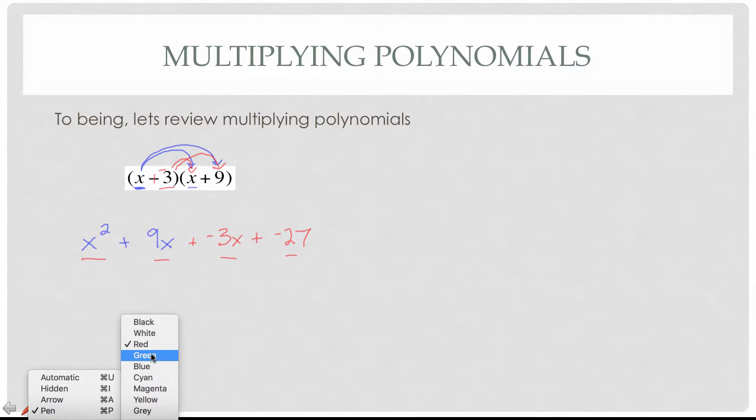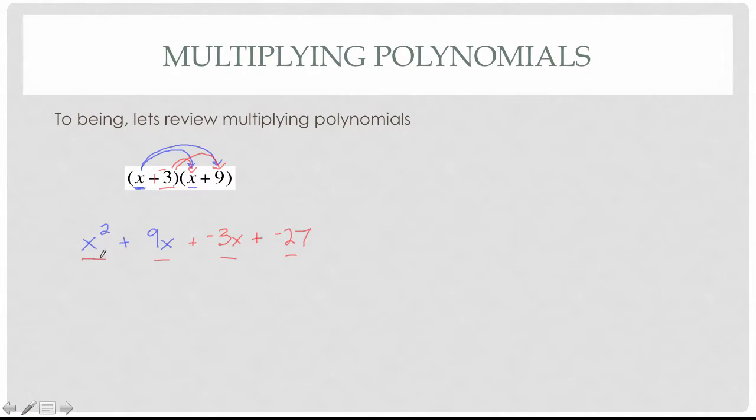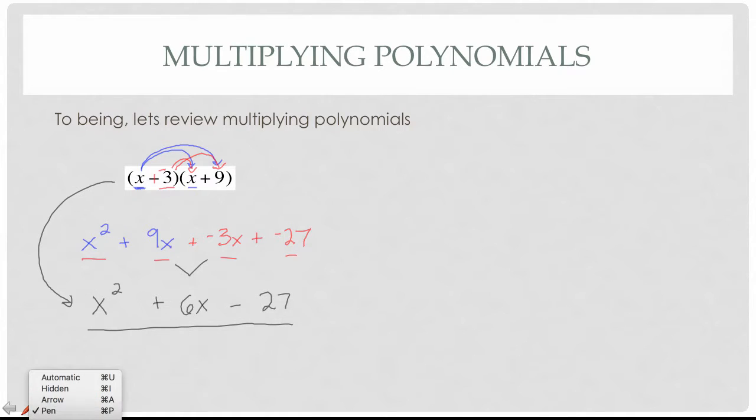We're still not quite done. I need to simplify things out. So I'm going to look for things that add together, like terms. There's x squared. I can add these two together. 9x plus negative 3x gives me 6x. And I have the negative 27, but I can rewrite it as minus 27. So there you go. That's multiplying. That's taking two binomials, multiplying to get this trinomial right here. There's 3 terms, right?